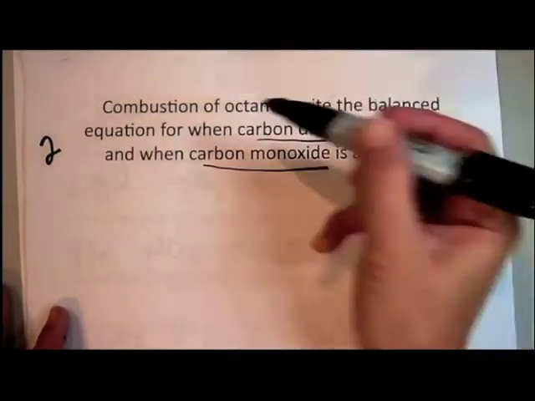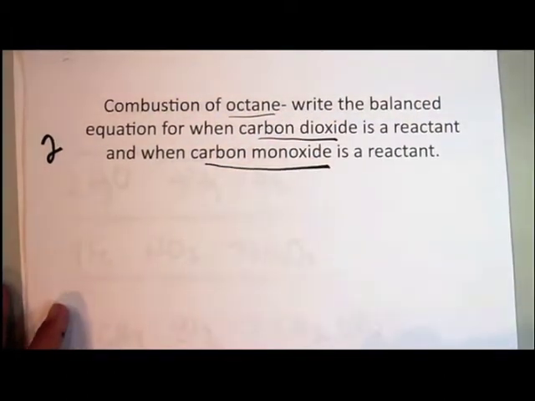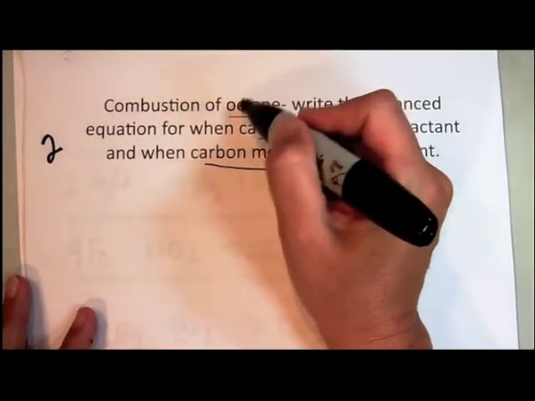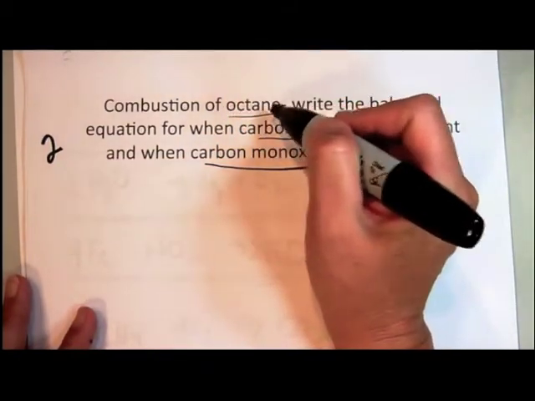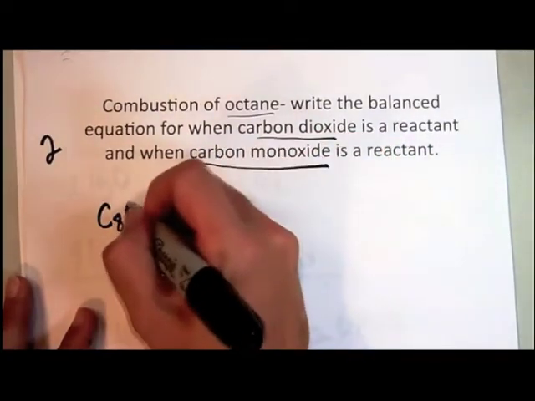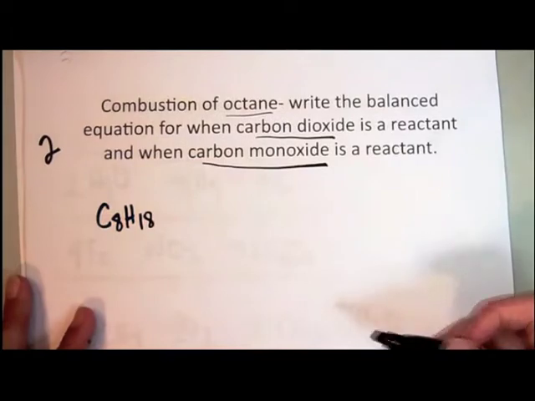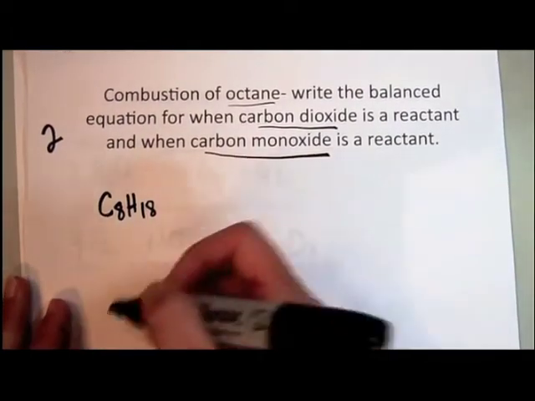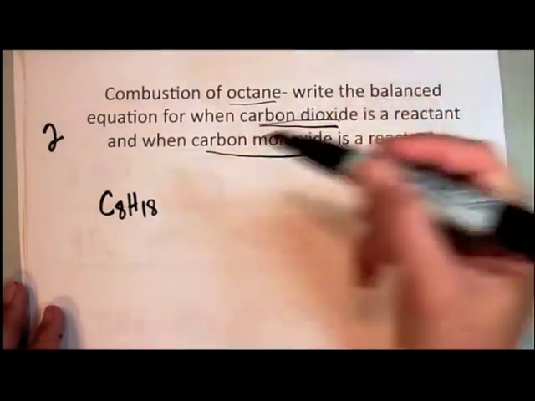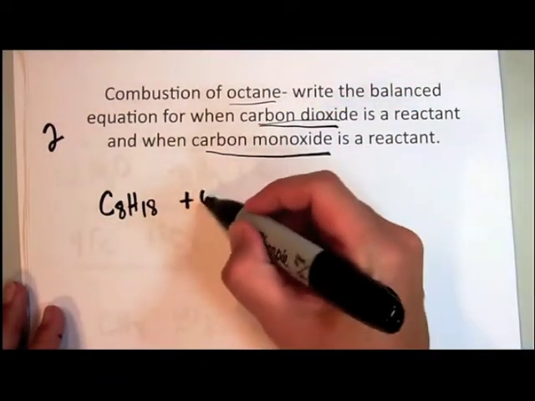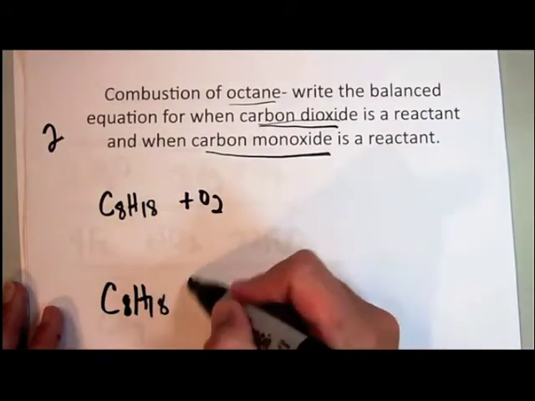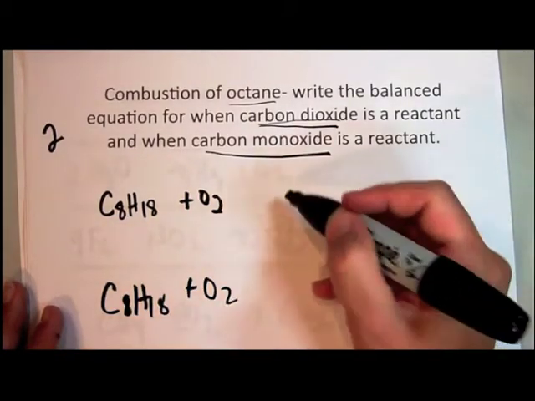So octane, you've memorized your alkanes. Octane, the oct for 8, so remember octopus has 8 legs, right? Octane has 8 carbons. So the formula for octane is C8H18, okay? And we're going to write down two different equations. One, when carbon dioxide is a reactant. And since it's combustion in both cases, we have the same reactants, we're just going to end up with different products.